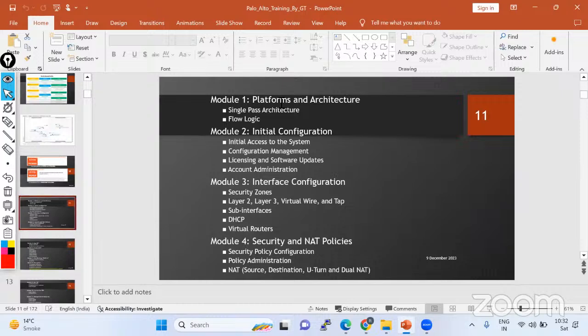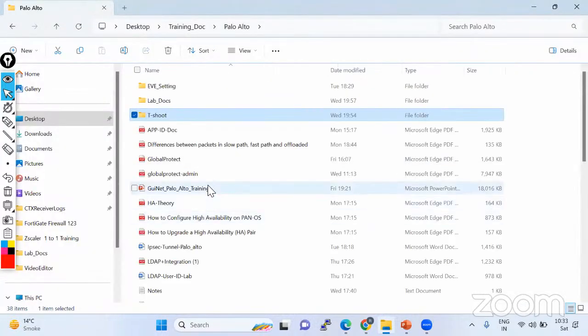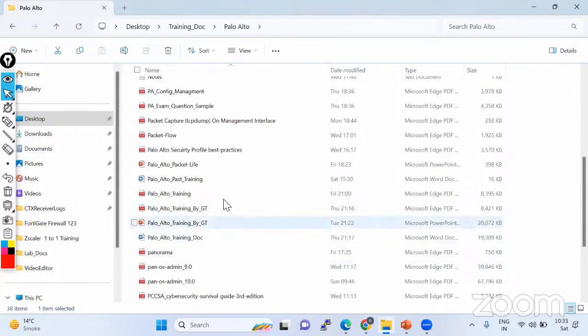The platform and architecture of the Palo Alto firewall, how it is going to look from an architecture point of view, and the packet flow, how it is going to happen. Step by step, we are going to understand all the packet flow. And let me show you that.